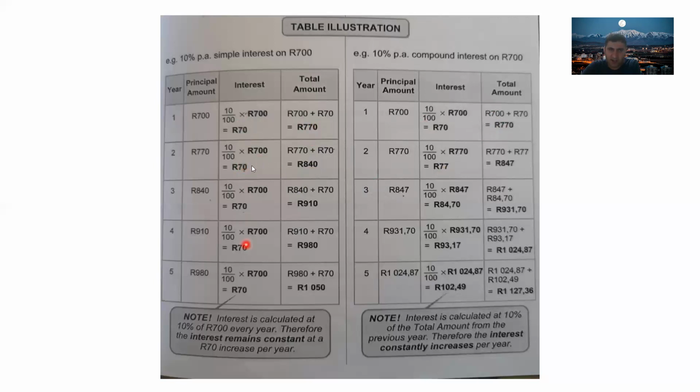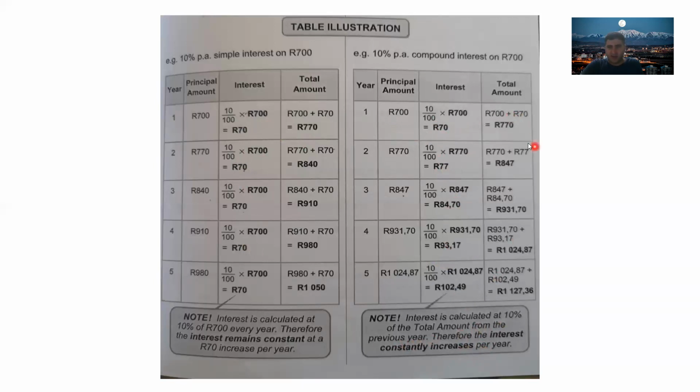Look here, simple interest remains the same every year. It's the same 70 Rand every year. But look here, for compound, the first year 70 Rand is the same as we said, but the second year is 77 Rand, the third is 84.17, the fourth is 93.17, the fifth is 102.49. Then we say, guys, for compound interest, the interest is calculated at 10% of the total amount from the previous year. Therefore, the interest constantly increases per year, right?